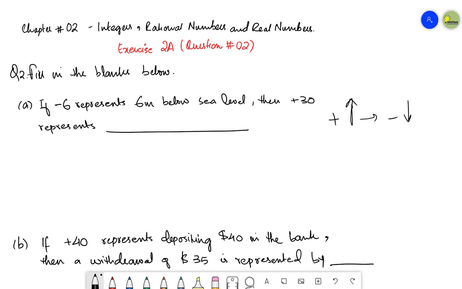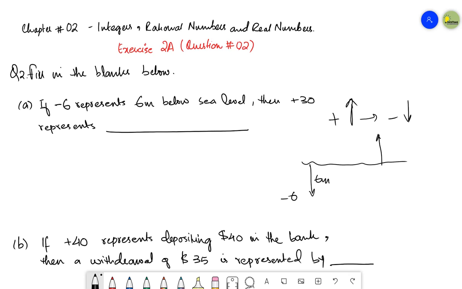Same is the case with this blank. Let's suppose this is your sea level. If you are going below the sea level, like you are going this way, then you are representing this distance with a negative number. How much below you are going? 6 meters. So I have represented it with minus 6. Since the negative number is showing the direction that is below or downward, the opposite of it, the positive number, is going to show the opposite direction, or you are going to move in a reverse direction.